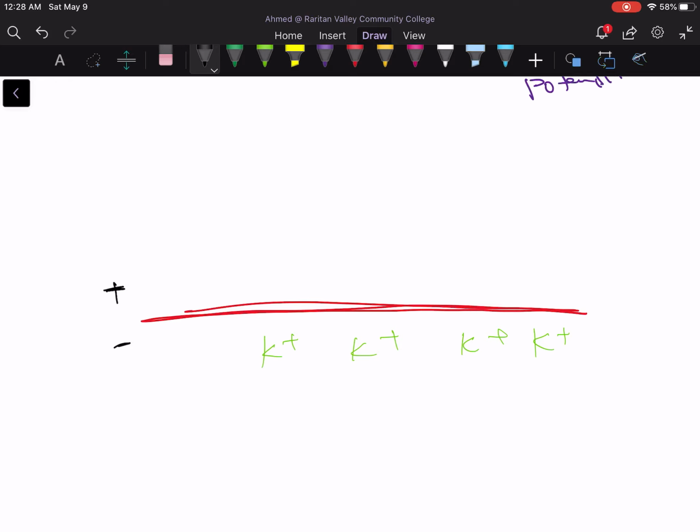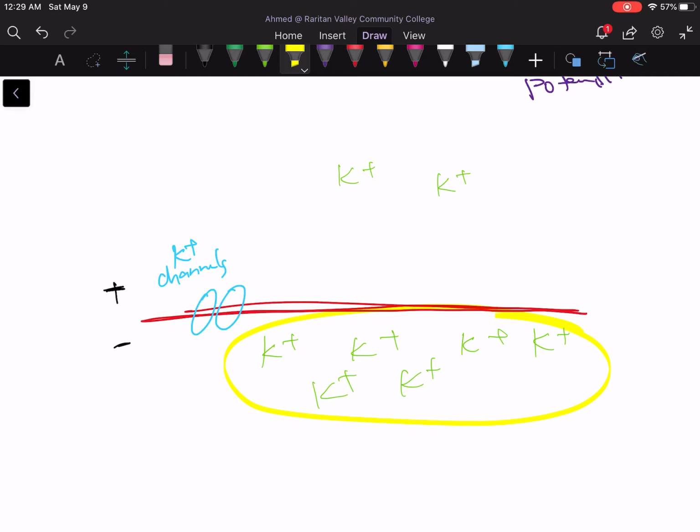Also, we will draw some of the channels. These are potassium channels. Of course, outside there is maybe one or two potassium ions. We'll put more here, just to indicate that inside there are more potassium ions compared to outside. Now, if we think of the potassium ion distribution, we can say that this is an area of high concentration and this is an area of low concentration.